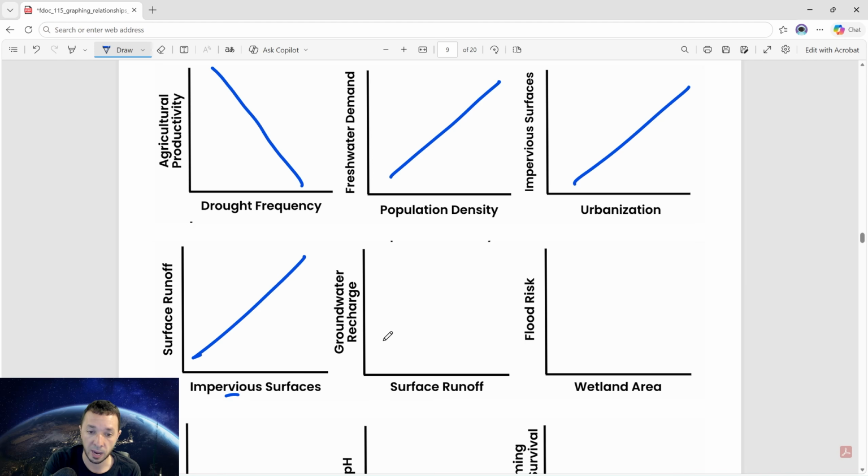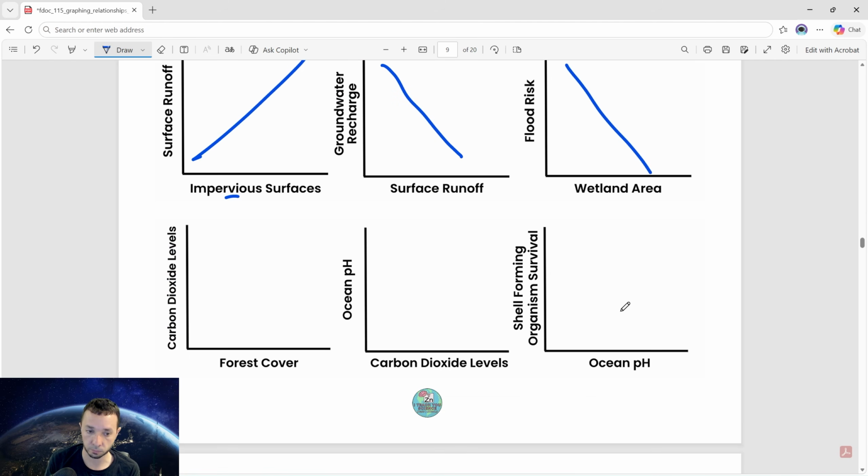More runoff, how much groundwater recharge is there going to be? Should go down. Wetland area up, flood risk drops. More forest cover, carbon dioxide levels will drop. The plants will absorb that CO2.